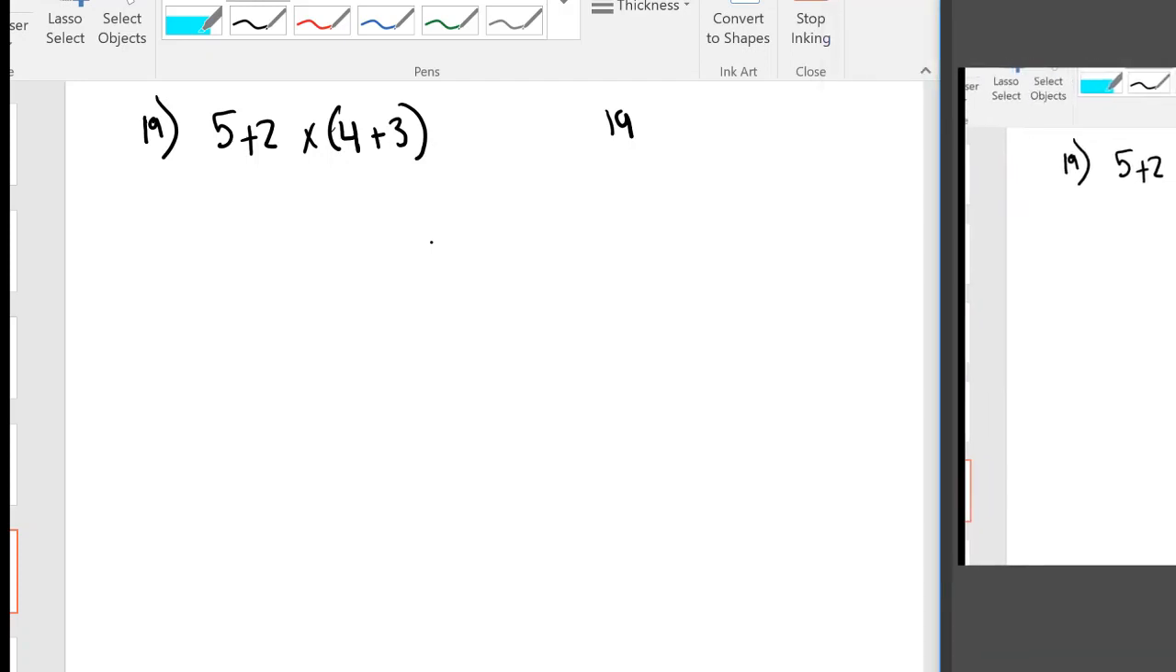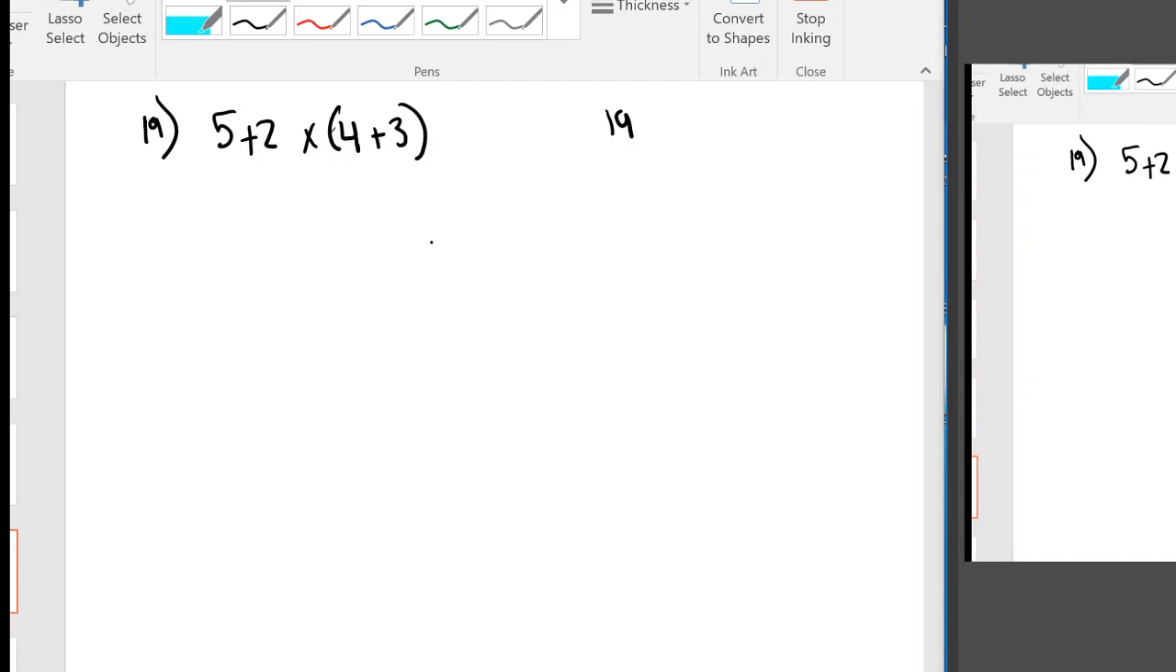Alright, so we're going to start the second set of questions, 19 onwards. So let's go through this. We have this first question right here, which you guys can see: 5 plus 2 times 4 plus 3. Well, this is clearly PEMDAS.